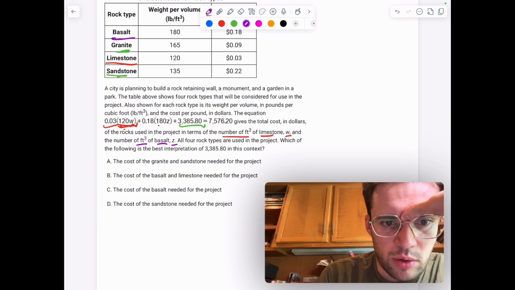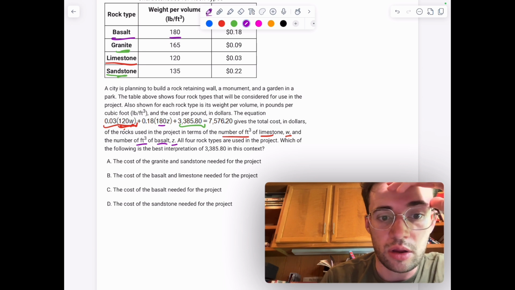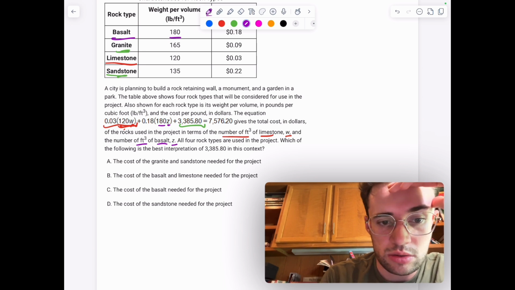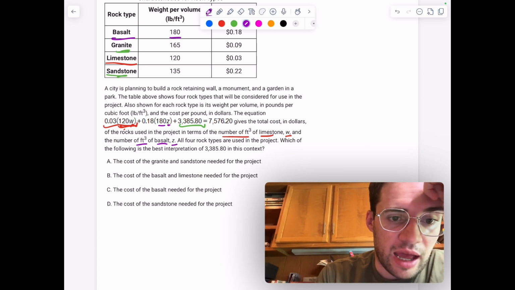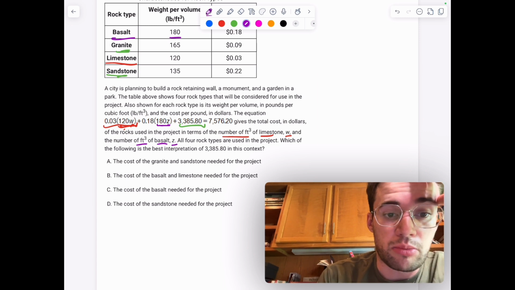And then this next thing, 180, is essentially the density of the basalt. You're multiplying that by the volume of basalt. So the number of feet cubed is the volume. Multiply that. So that would give you the weight of basalt that's used. And then you multiply that by the price per weight. So this is the price of all of the basalt you use.